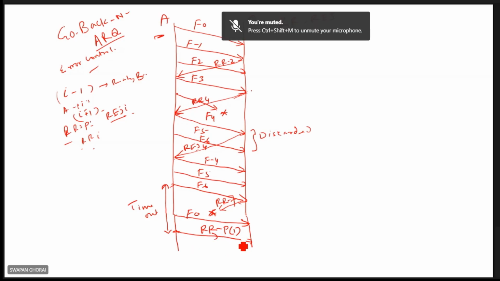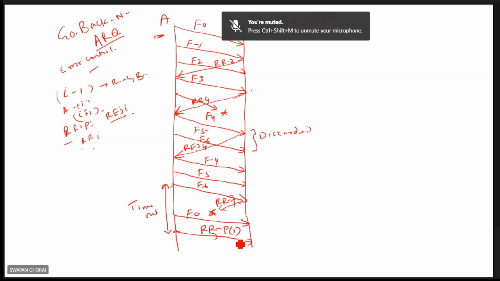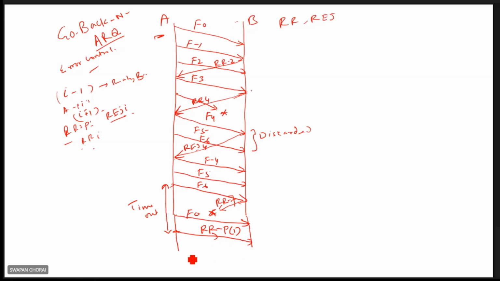So when B receives this frame, it will consider it a command frame, and it must be responded to. So immediately it will respond after getting this one. What will it respond? You see, the last frame it has received successfully is F0. So what will it send?